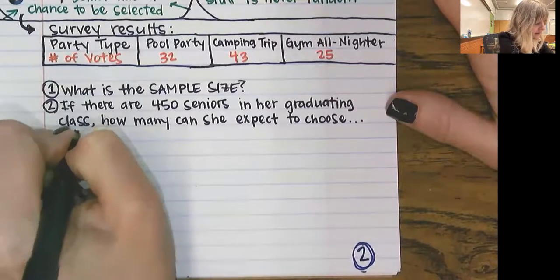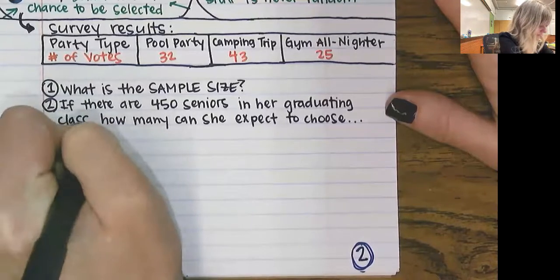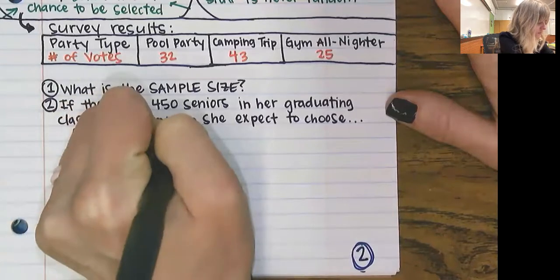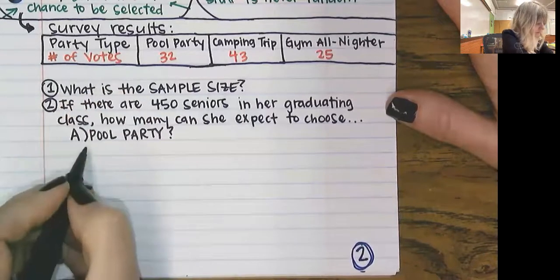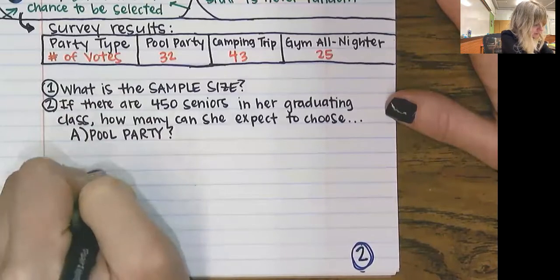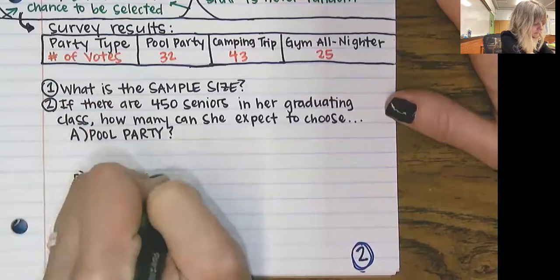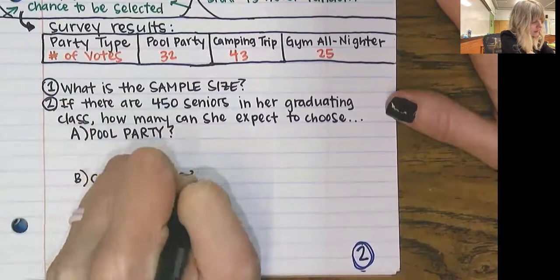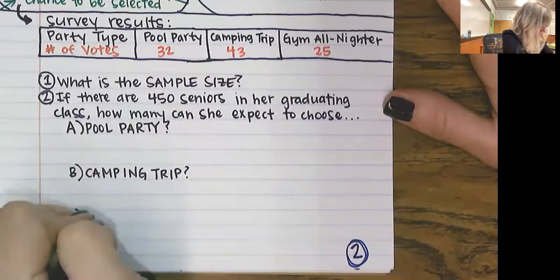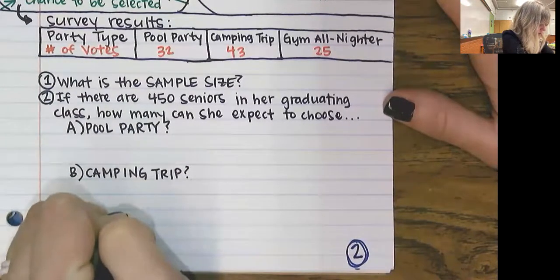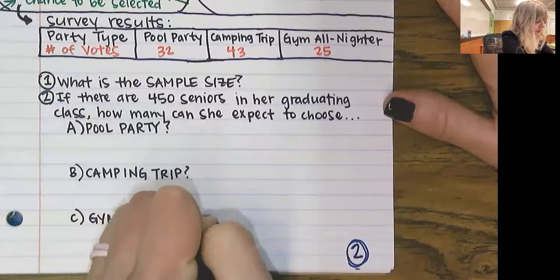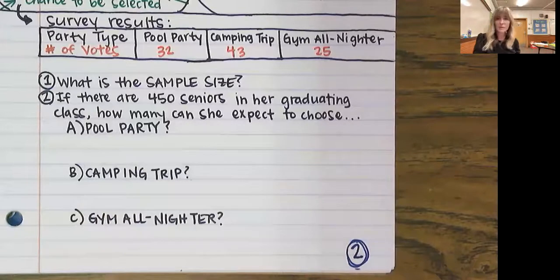So I'm going to put an A right here, and I'm going to say, okay, pool party. How many could she expect to choose pool party? And then I'm going to skip 2 spaces and then put B. How many can she expect to choose a camping trip? And then I'm going to skip 2 spaces and put C. How many will choose the gym all-nighter? And we are going to use math that we are already familiar with to answer these questions.